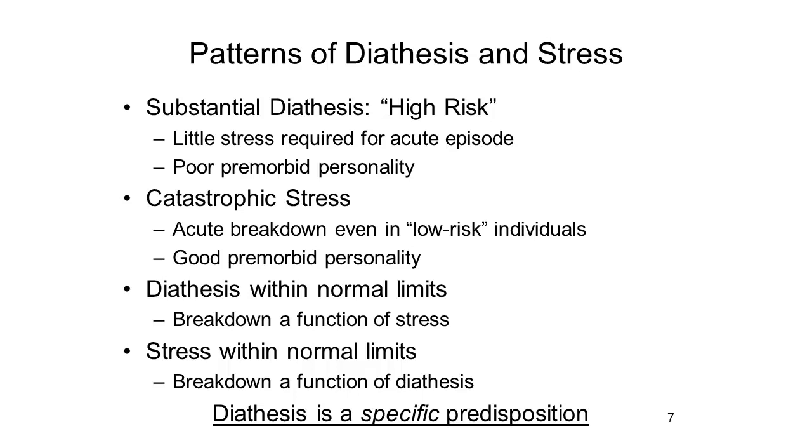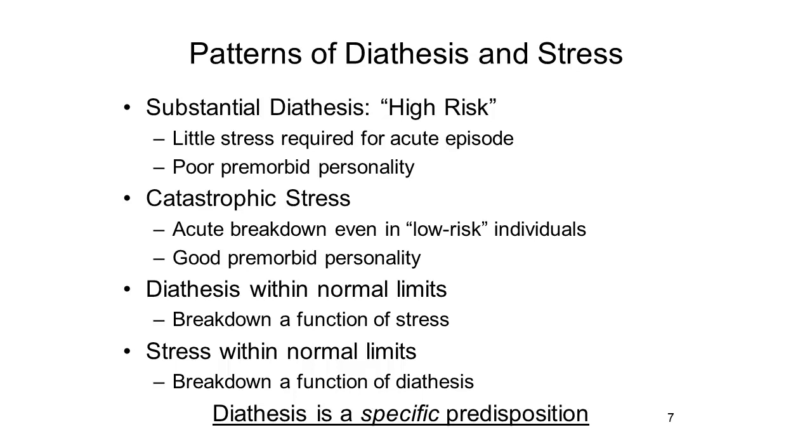For individuals carrying substantial levels of diathesis, relatively little stress would be required to precipitate an acute episode of mental illness, and the individual would likely show relatively poor premorbid adjustment even before that episode. On the other hand, catastrophic levels of stress would likely produce an acute episode even in individuals who carry little or no pre-existing diathesis, and who therefore show relatively good levels of premorbid adjustment. If diathesis levels are within normal limits, an acute episode would occur as a function of the stressors in the individual's life. If stressors are within normal limits, an acute episode would occur as a function of the individual's level of pre-existing diathesis.